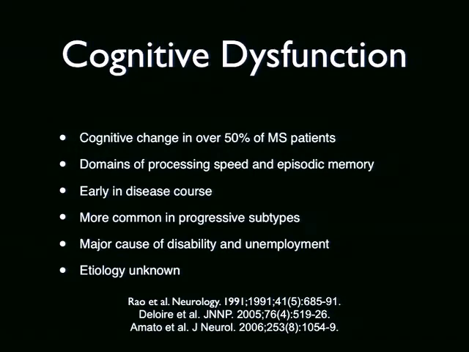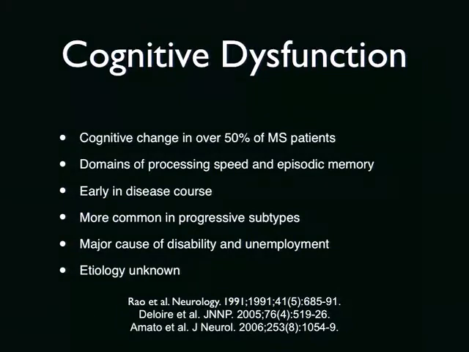So cognitive dysfunction is one manifestation of multiple sclerosis. And while physical disability gets a lot of the attention with MS, cognitive dysfunction, I would argue, is actually equally important, and for several different reasons, which I'll mention. So it's very common in MS. Approximately 50% of patients with MS have some manifestation of cognitive dysfunction.